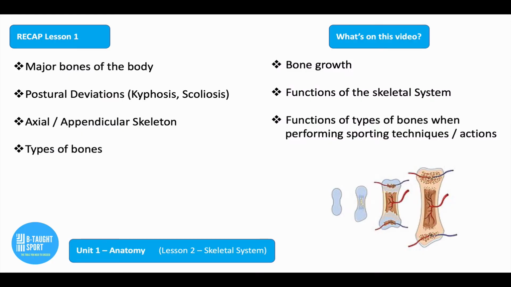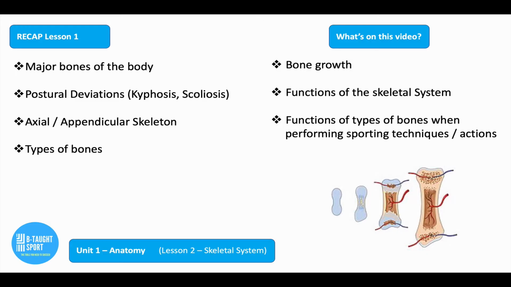Now, if you were with us last time, you would have seen in lesson 1 we did major bones of the body. We looked at postural deviations, including kyphosis and scoliosis. We looked at the axial and appendicular skeleton, and then finished on types of bones. If you're comfortable with that, then great, move on to this second lesson, or even if you already knew that stuff and wanted to move on to the second lesson, that's absolutely fine.